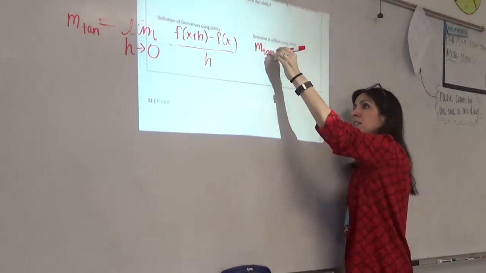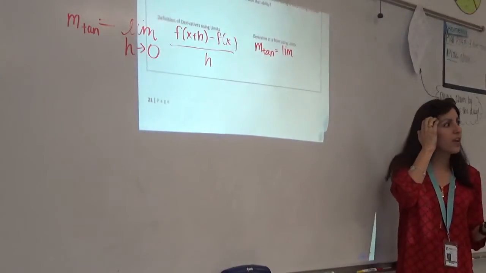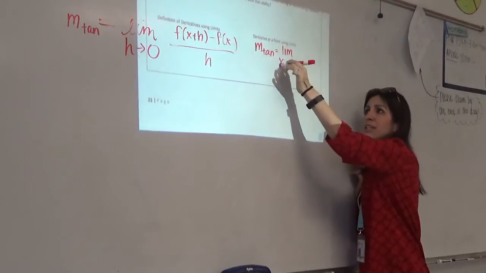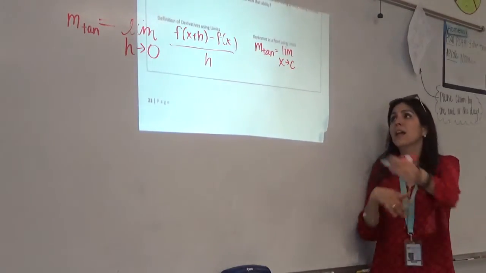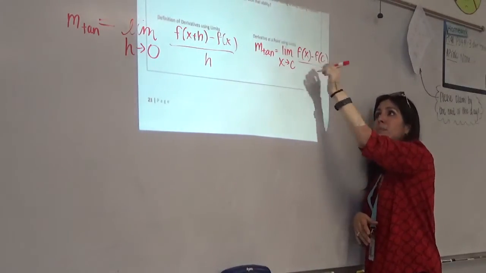The second formula is still a limit. But this one has no h's in it. Students tend to be very confused by the h's that are showing up in that first rule. This one is, as x approaches c, and I'll tell you where the c comes from in a minute, of f of x minus f of c over x minus c.